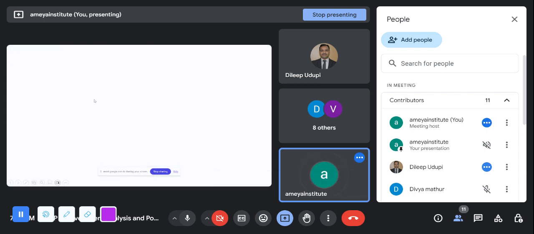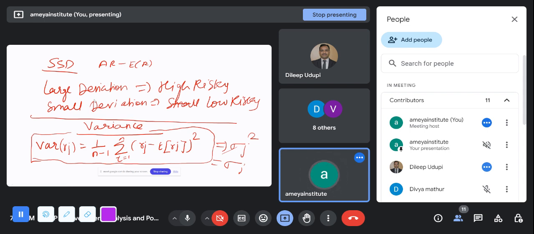Now let's try to understand. In the previous formula, what is the variance formula? Variance of a stock is 1 divided by n minus 1 times the summation from t equals 1 to n of (Rj minus expected return) squared. Now there are some textbooks, some authors, who don't take n minus 1, but there are some textbooks who take n minus 1. Now what is the meaning of this n minus 1?